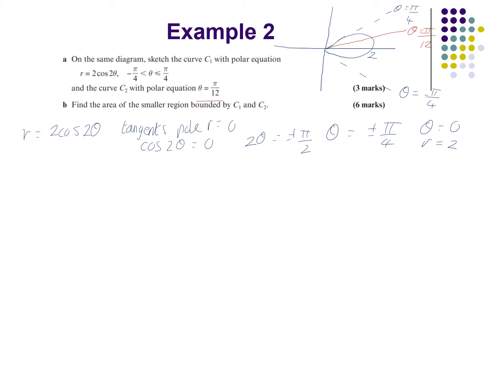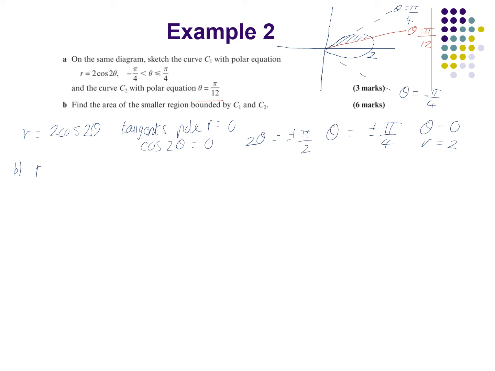For part B, it says find the area of the smaller region bounded by those curves. So if I have a look at my diagram, the smaller area they're looking for is going to be this shaded area here. What's quite nice with our diagram is we can immediately see that we're going to want to use that curve r equals 2 cos 2 theta. But this next bit points something out really nice and clearly to you.